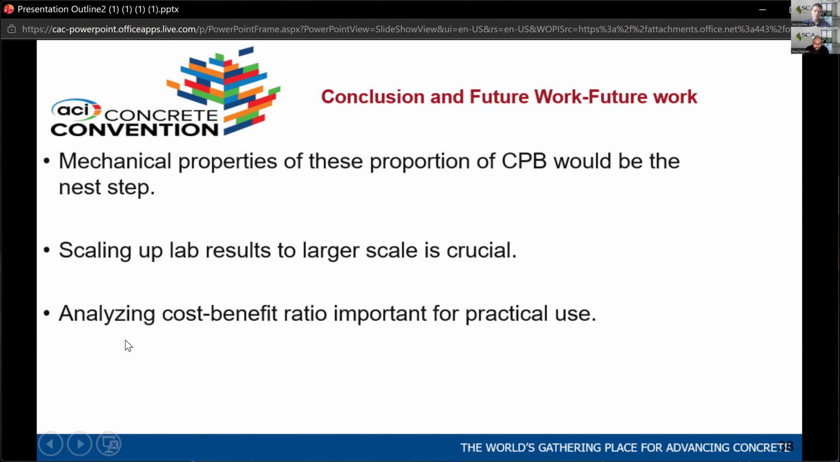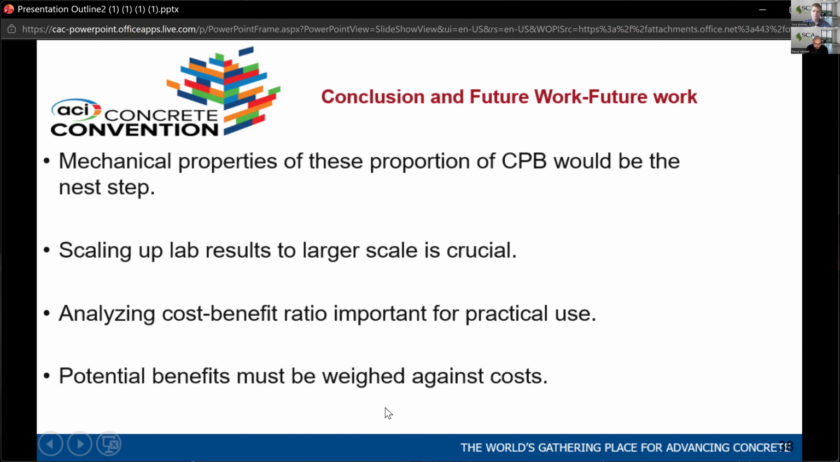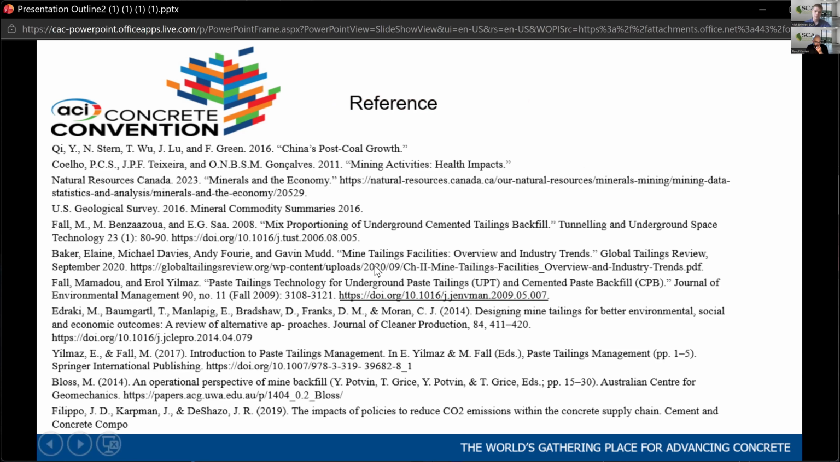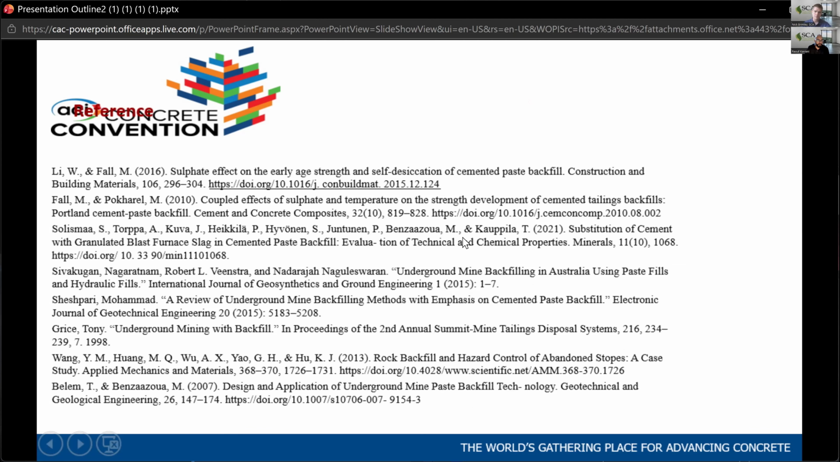Analyzing cost benefit ratio improvement for practical use is also something that we can work on. Potential benefits must, of course, be weighed against costs. These are my references, and if you have any questions, I would be available to answer.